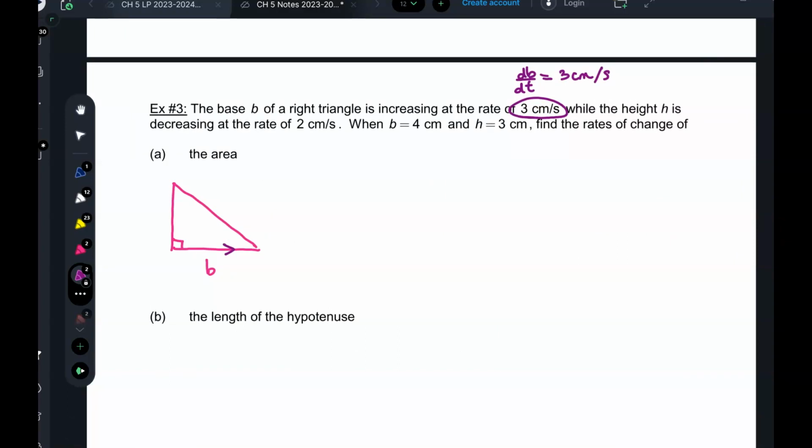The height is decreasing at 2 centimeters per second. So here's my height, and it's going, so the base is getting bigger. Picture this triangle where the height's going downward and the base is getting bigger. It's decreasing at 2 centimeters per second. Skinnier. So I'm going to say dH/dt is negative 2 centimeters per second. If it says decreasing, that implies a negative rate.